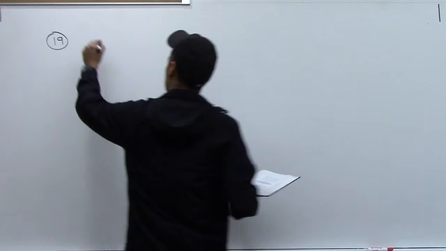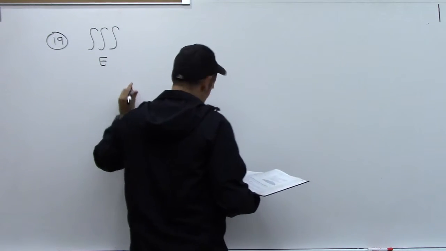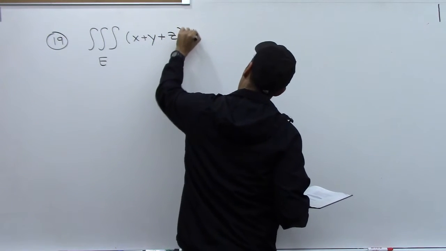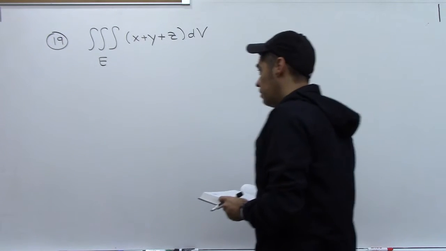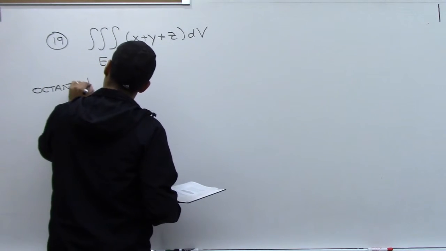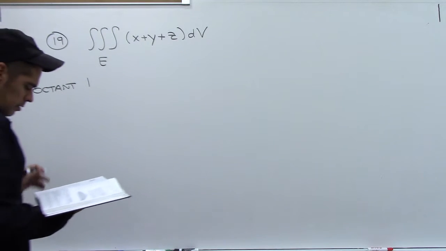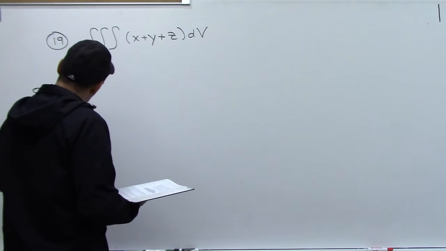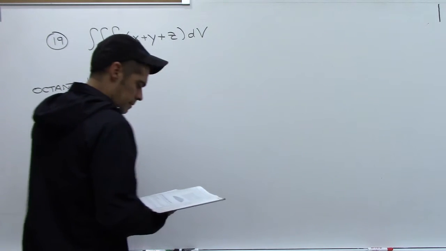Evaluate the triple integral over E of x plus y plus z dV, where E is the solid in the first octant, so I'm in octant 1, that lies under the paraboloid z equals 4 minus x squared minus y squared.